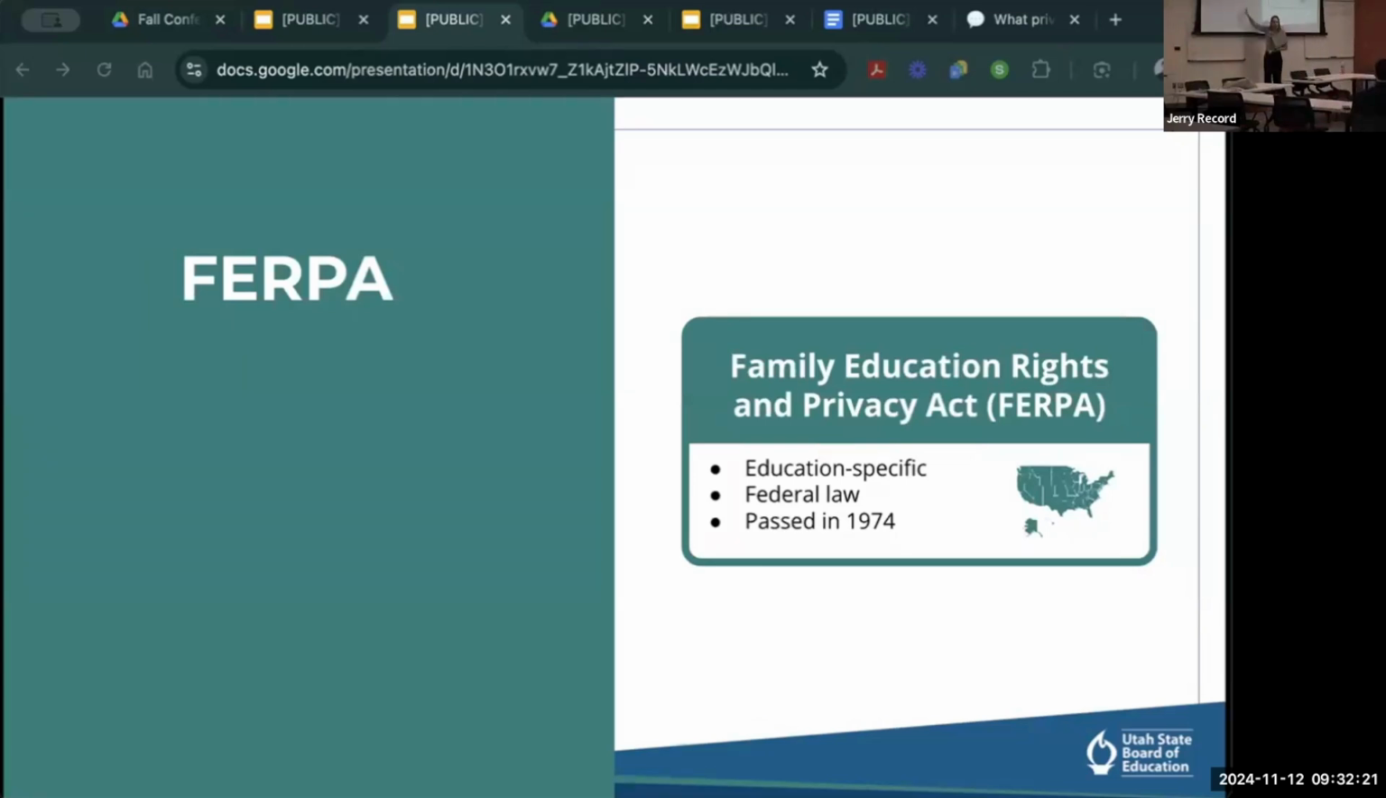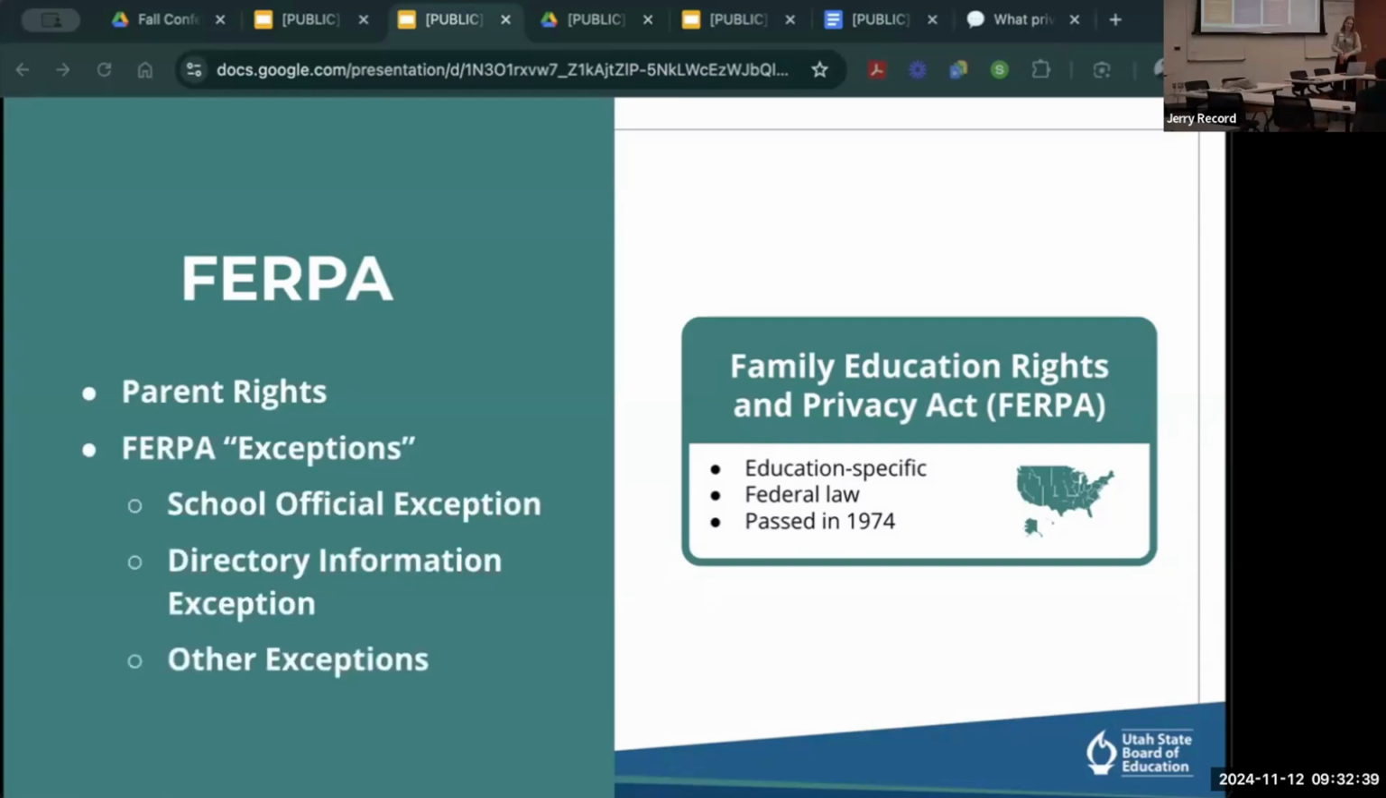FERPA is big and complex, so today, again, this is a 101. We're going to focus just on parent rights, FERPA exceptions, and in particular, the school official exception and the directory information exception. All right.